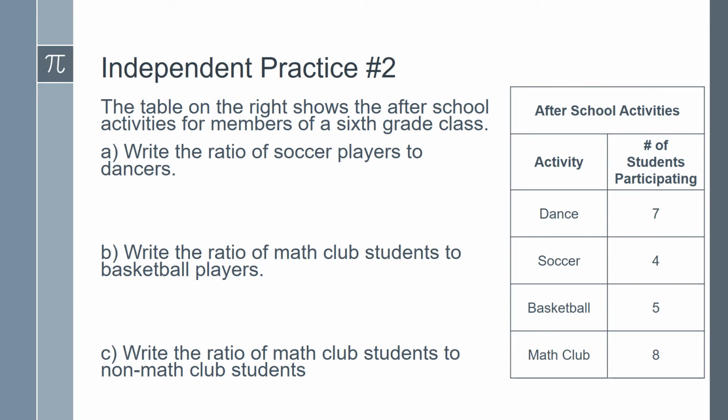Independent practice problem number 2. The table on the right shows the after-school activities for members of a 6th grade class. Part A. Write the ratio of soccer players to dancers. Part B. Write the ratio of math club students to basketball players. Part C. Write the ratio of math club students to non-math club students. Now is a good time to pause this video and work on this problem if you have not done so already.